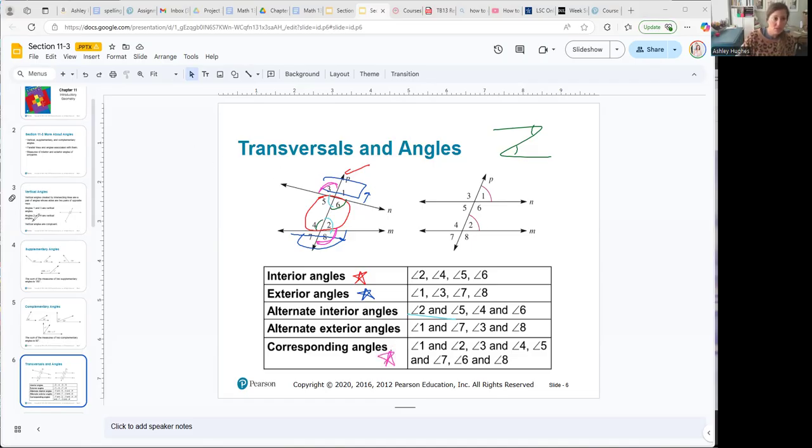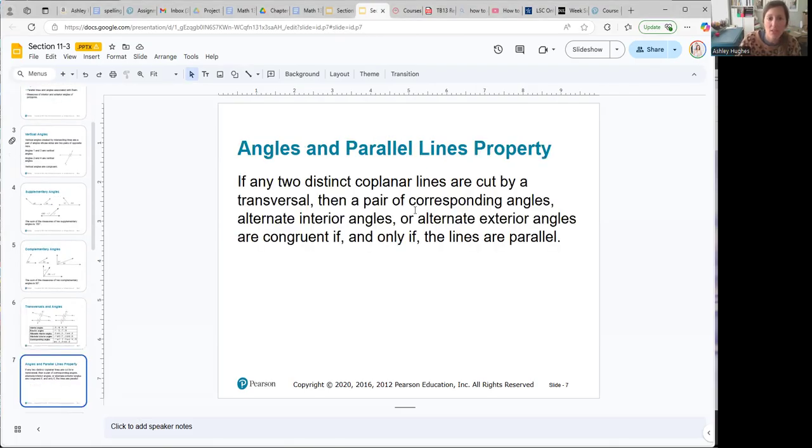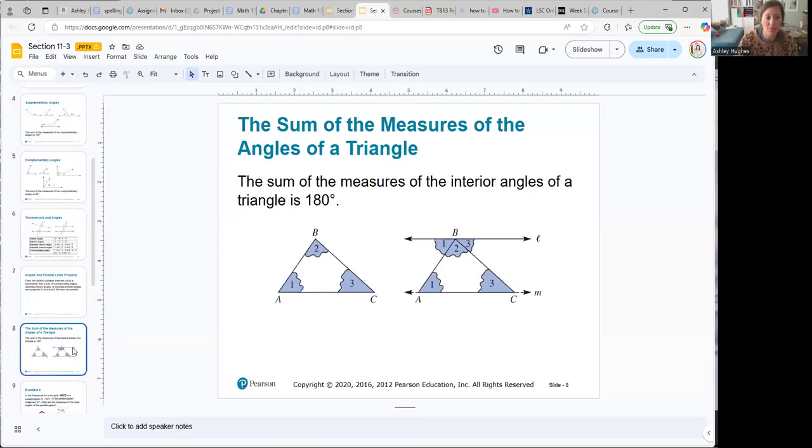So those are some definitions. Again, interior is in between the lines, exterior is the ones outside the lines, and the alternating part is that they're on opposite sides of that line cutting through. If any two distinct coplanar lines are cut by a transversal, then a pair of corresponding angles, alternate interior angles, or alternate exterior angles are all congruent if and only if the lines are parallel.